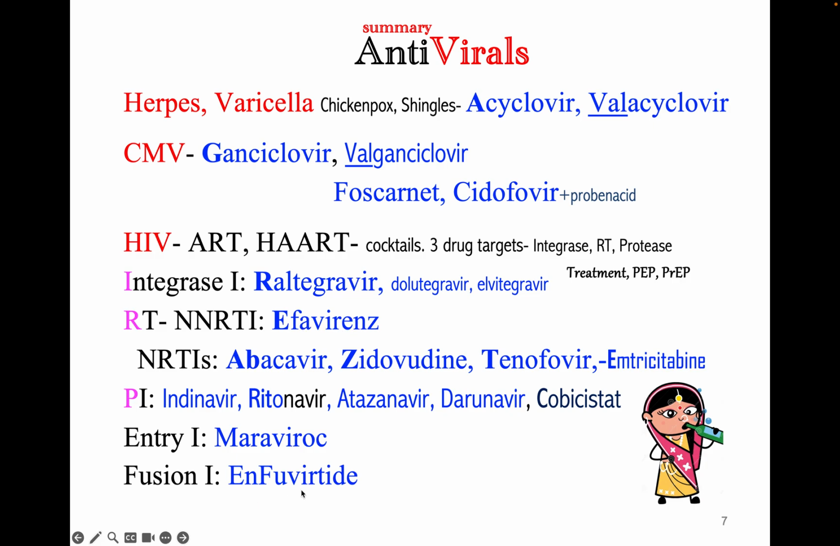But enfuvirtide, how do you remember enfuvirtide? How easy to remember, N. So this is actually an inhibitor of the envelope glycoprotein, GP, okay, glycoprotein 41, that is present in the virus. So once this drug goes and binds on the envelope glycoprotein 41 site, it is going to inhibit the fusion of the viral particle to the T cell. So that's why enfuvirtide, easy to remember.